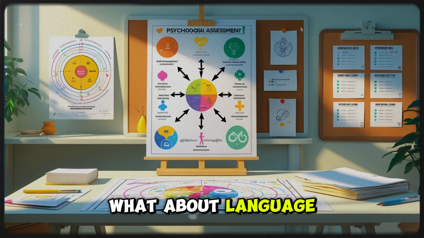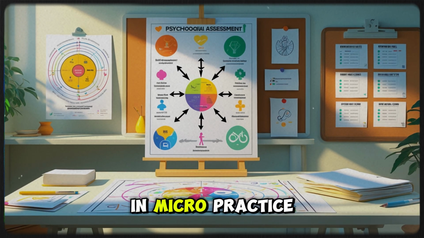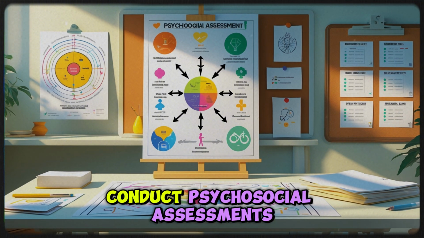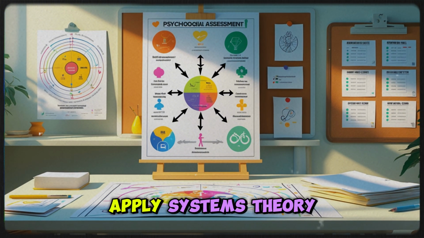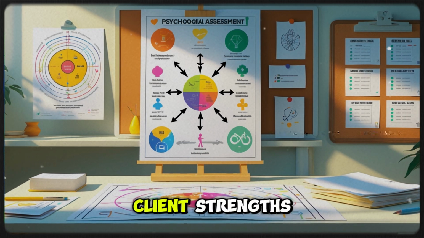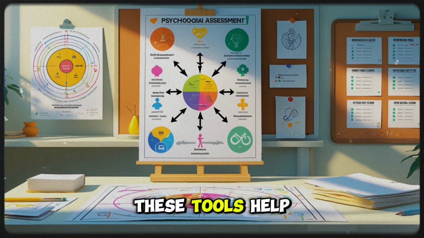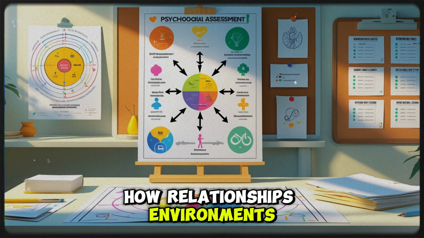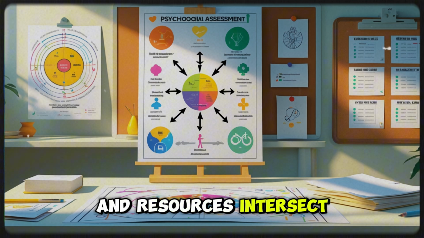And what about language and tools? In micro-practice, you sketch genograms and eco-maps, conduct psychosocial assessments, apply systems theory, and build service plans anchored in client strengths. These tools help you see the whole picture: how relationships, environments, and resources intersect.